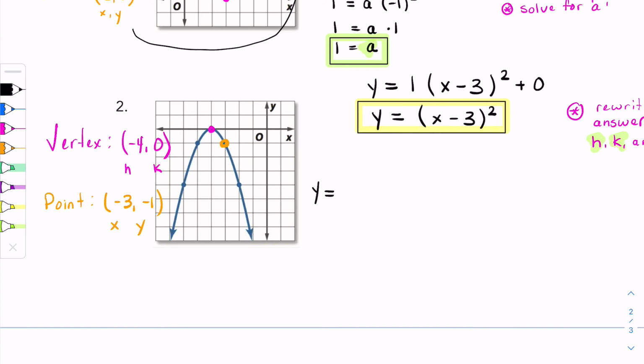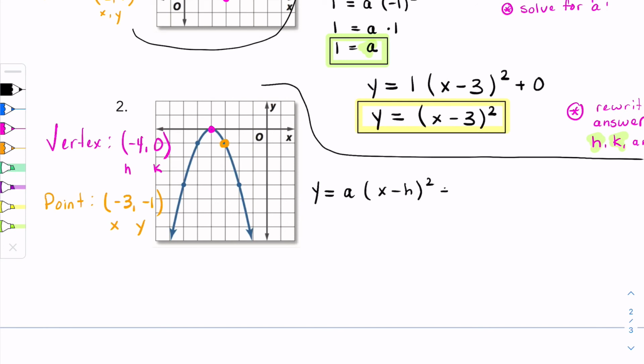We're going to substitute these values into the equation. y is equal to a times x minus h in parentheses squared plus k. I currently have a value for y, for x, for h, for k. Substitute in the y value of negative 1 is equal to a, x value of negative 3, minus your h value of negative 4 in parentheses squared plus the k value of 0.